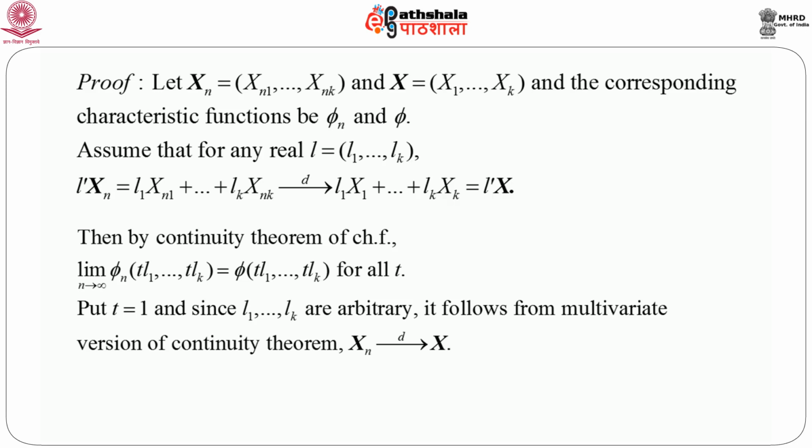Because we are observing that the left side is the sequence of characteristic functions for a sequence of random vectors, and the right side is the characteristic function of another random vector, that is, in this case, x equals x 1, x 2, up to x k. So, by the uniqueness theorem and the multivariate version of the continuity theorem, we can immediately say that x n converges to x, which is a random vector, in distribution.